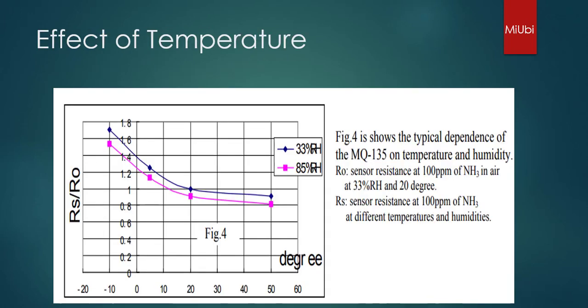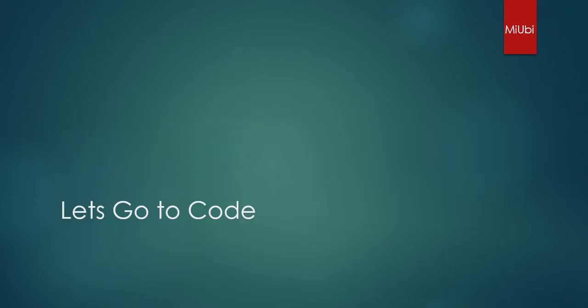It is to be noted that there is a clear-cut effect of temperature on this sensor. The resistance that we are speaking about does not only change with the gas concentration it has been subjected to, but also changes with the temperature it has been subjected to. So we always have to perform temperature compensation for the measured ppm of gas level. So let's go to the code.